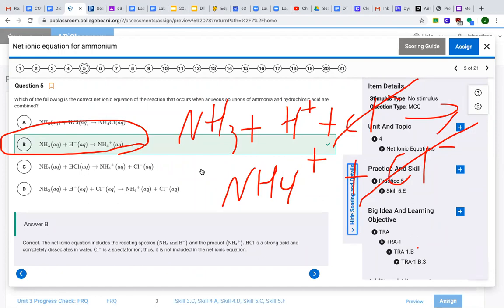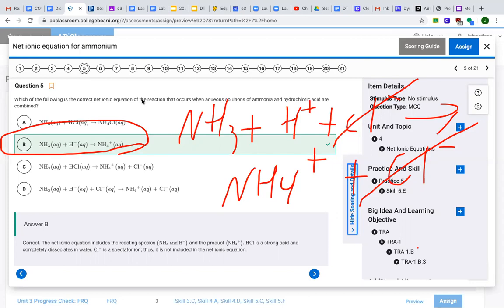Wait, so Dr. J, from what I'm seeing, you kind of have to already know what these compounds add up to in order to do it. I'm a little confused as to how you can just break it down from what we have right here. So is it just a thing where you have to know what NH3 plus HCl equals?